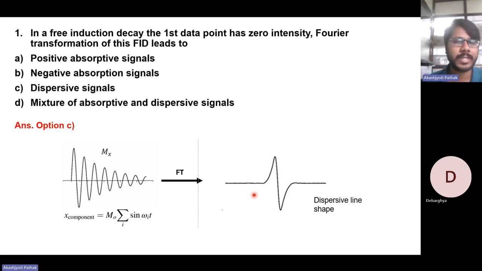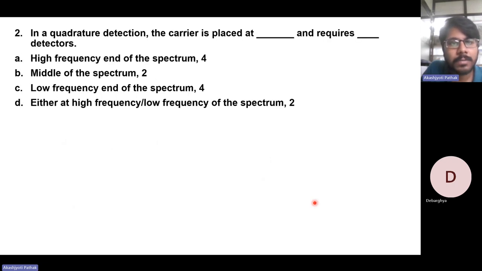So for a free induction decay where the first data point has zero intensity, the Fourier transformation of this FID will give us a dispersive line shape. So this was a simple question that was asked.